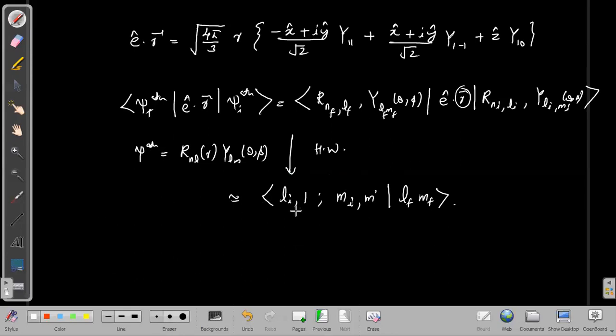So it's Li 1, Mi, M prime, Lf Mf. This one comes from here because the first element is always 1, and M prime stands for the second term. The second term can be 1, minus 1 or 0, so M prime can be 1, 0 or minus 1. Li Mi are the initial angular momentum quantum number and azimuthal quantum number, and Lf Mf the final angular momentum and azimuthal quantum numbers. Okay, this becomes non-zero only under some conditions.